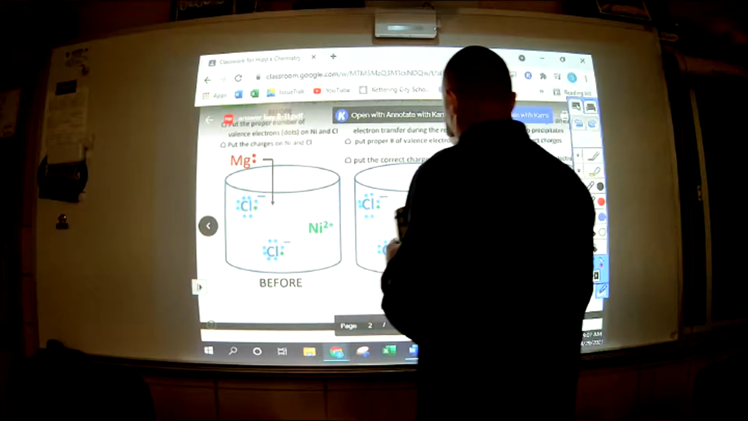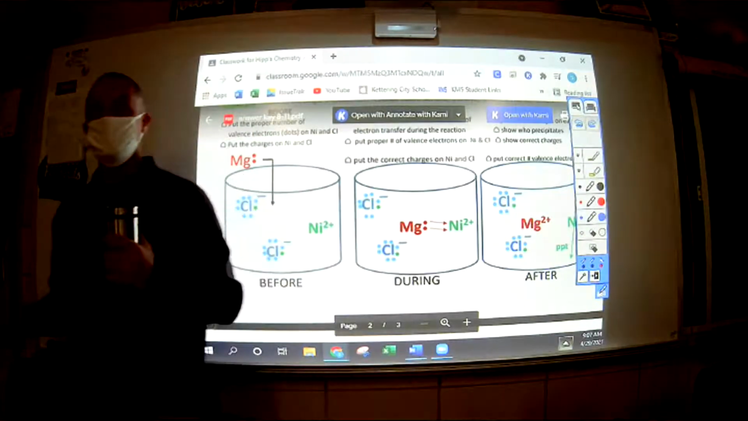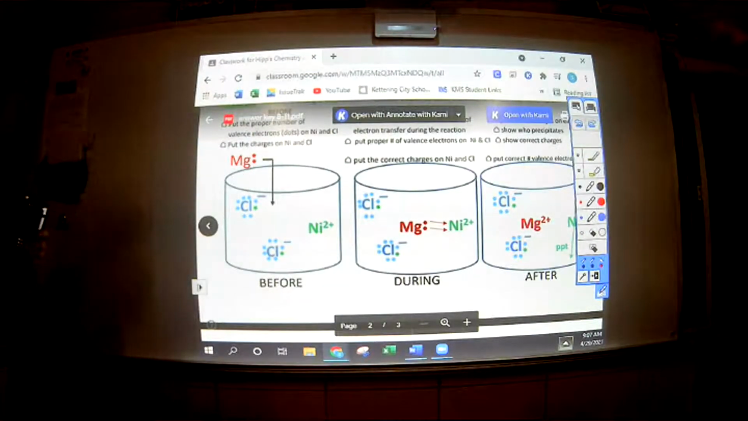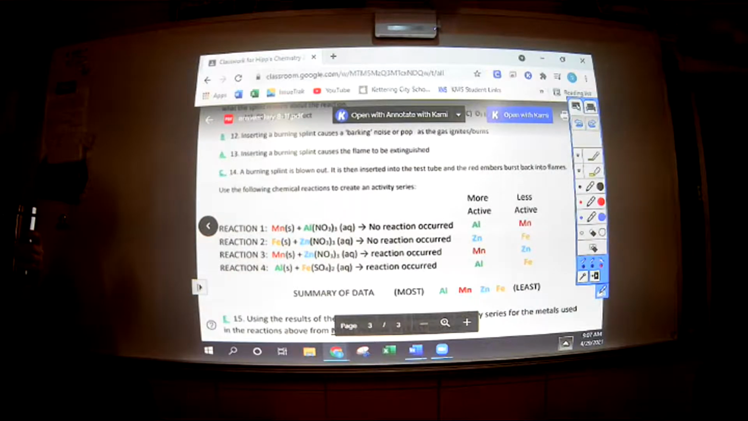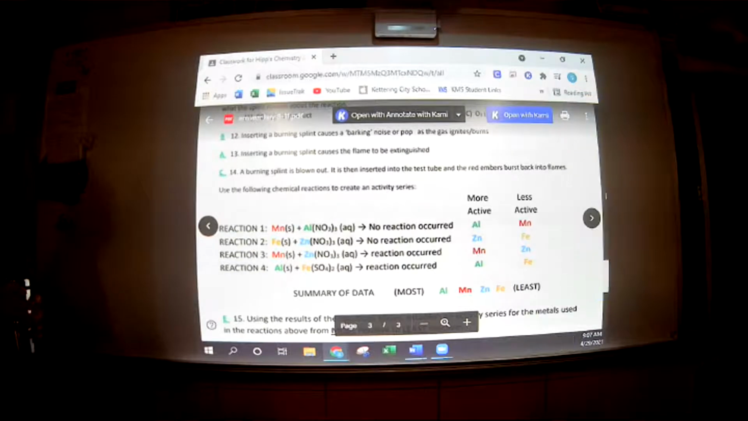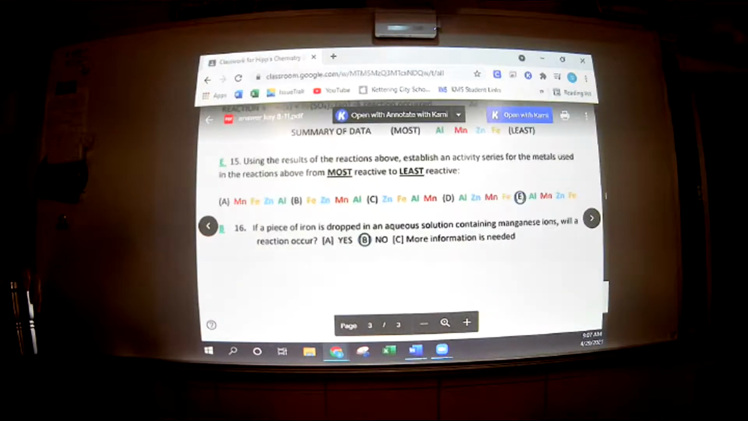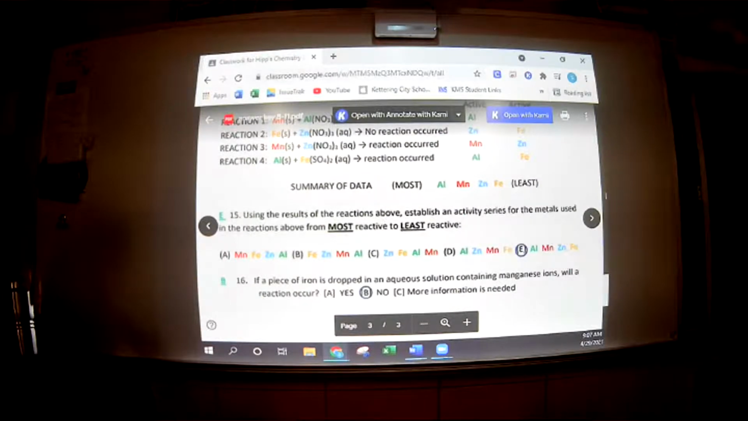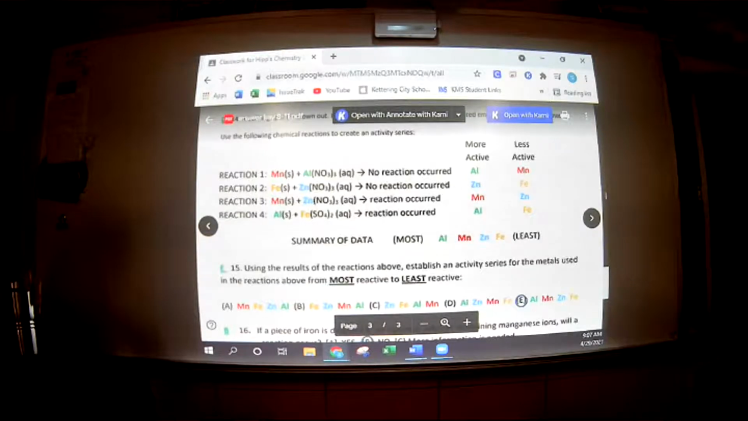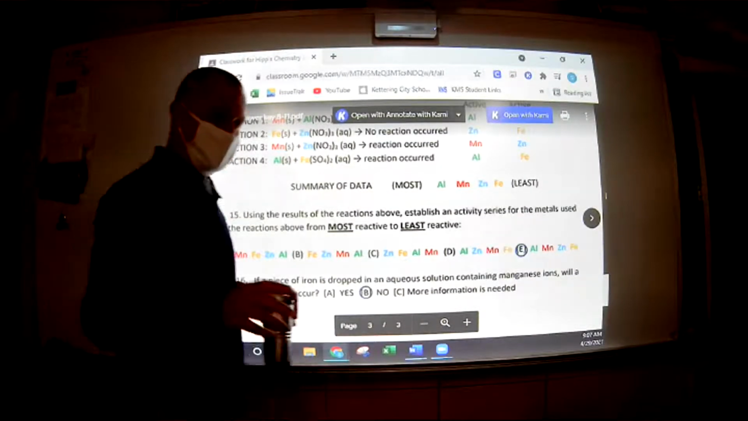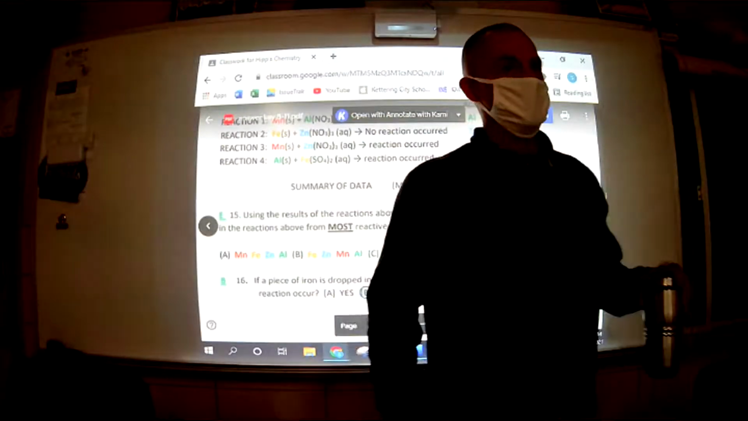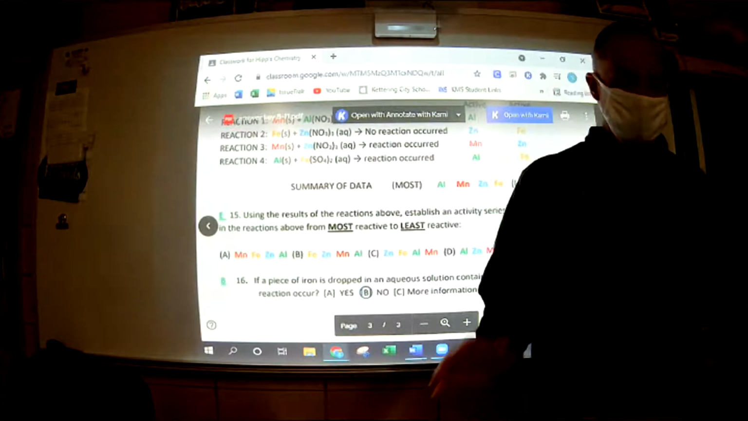Does that help understand what's going on in that drawing? Yeah. I don't know if it does. How about 12 through 14? Those were questions from the demonstrations we watched. What about question 15 or 16? I'm happy to go over any of those, 15 or 16. If you have questions, ask. Don't be afraid to ask.